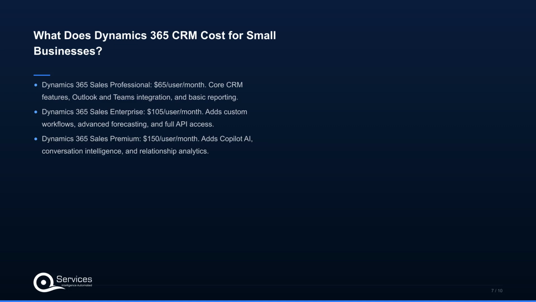Next up, let's talk about what Dynamics 365 CRM costs for small businesses. Microsoft's Dynamics 365 CRM pricing has 3 main tiers for the sales module as of 2026. For a 10-person sales team, Professional runs $650 per month. Enterprise runs $1,050 per month. These are list prices. Microsoft partners often negotiate volume discounts, and many SMBs offset the cost by consolidating other tools they're already paying for separately.